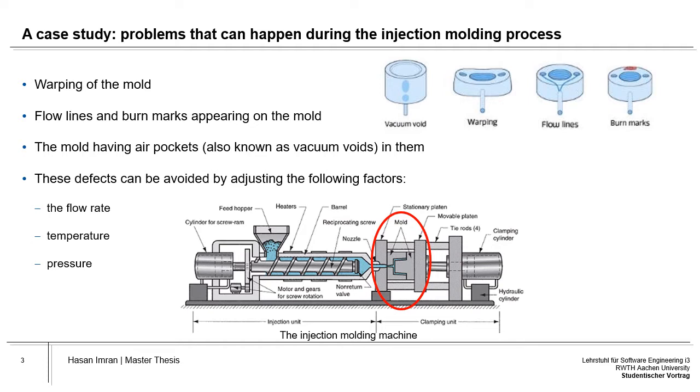So some of the problems that can occur during the injection molding process are that we can have warping, we can have flow lines and burn marks on the mold. We could have air pockets or vacuums inside them, and as shown in these pictures, this is a vacuum void, so there's air gaps inside the mold. This is warping, which means that the shape is bent. These are like lines appearing on the mold, and these are burn marks, so we want to avoid them, and these can easily be avoided by adjusting the following factors in the mold: the flow rate, the temperature and pressure.